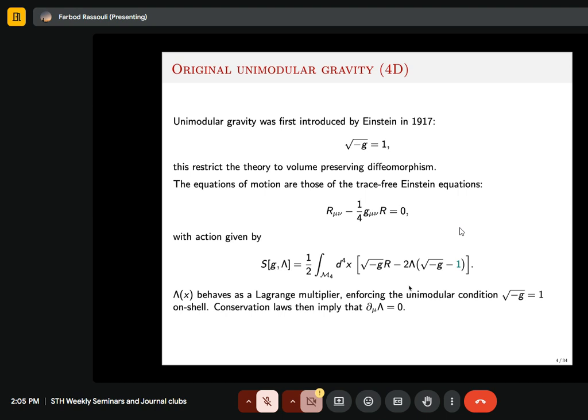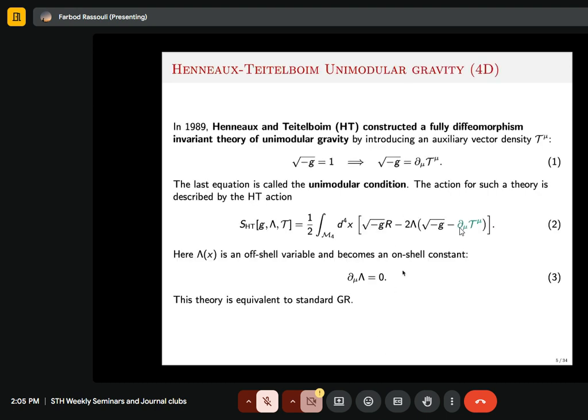We're not going to speak about this unimodular gravity. We're going to speak about HT gravity, which basically restores the diffeomorphism version of this. So let's go see that one. This is the restored diffeomorphism version of unimodular gravity, which was done in 1989 by Henneaux and Teitelboim. I'm going to refer to it as HT or unimodular, but when I say HT unimodular, I mean the restored diffeomorphism one, so the one that is exactly as GR.